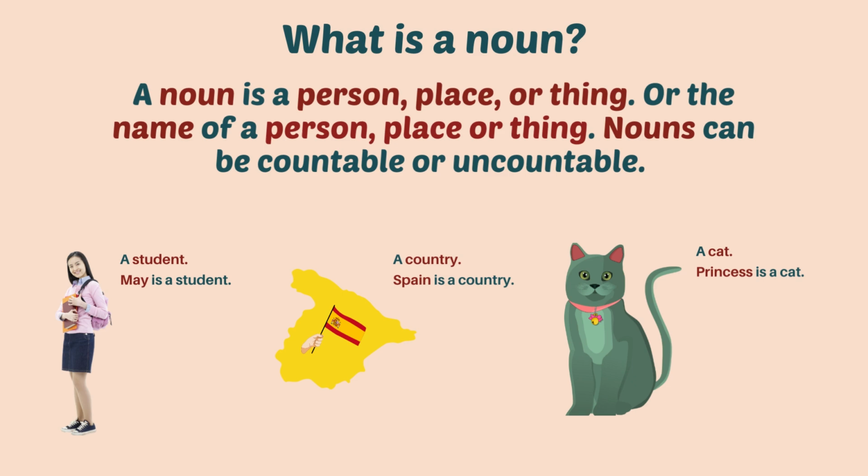For example, a cat. A cat was walking down the street. Cat is a noun. Princess is a cat. Princess is the name of the cat, and Princess is a noun.